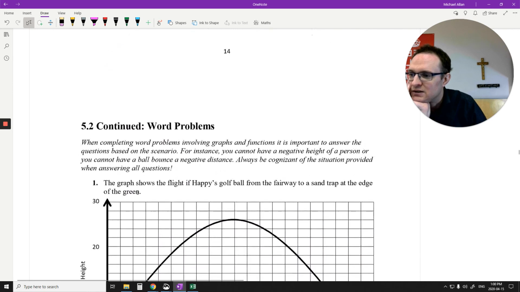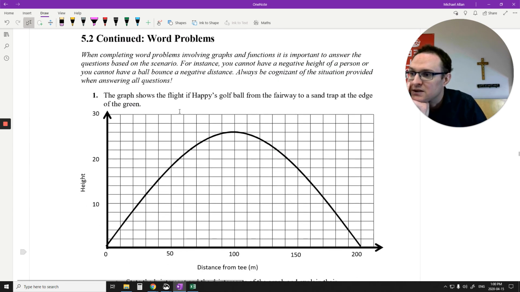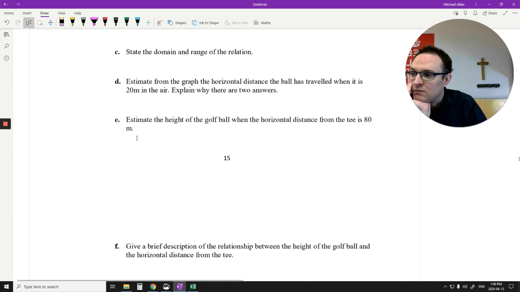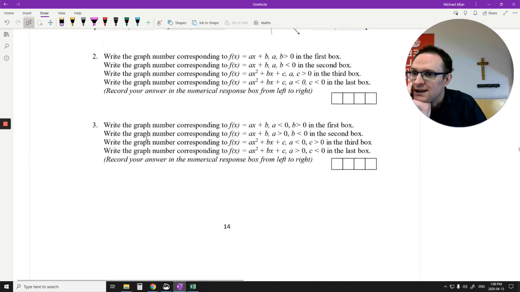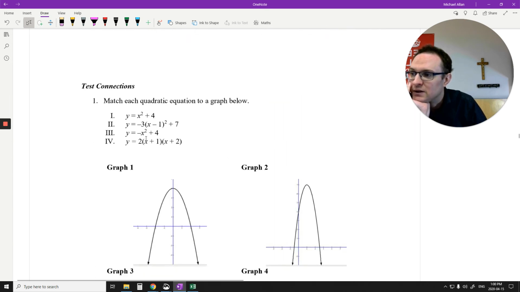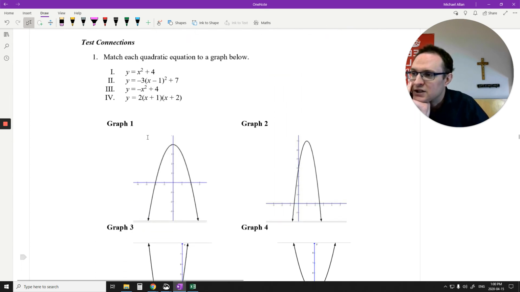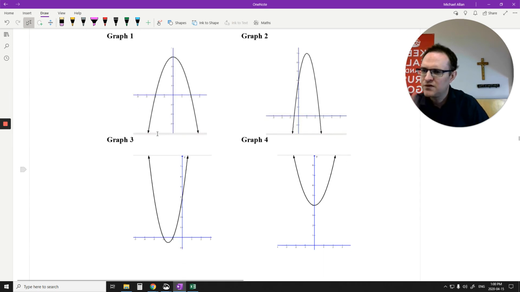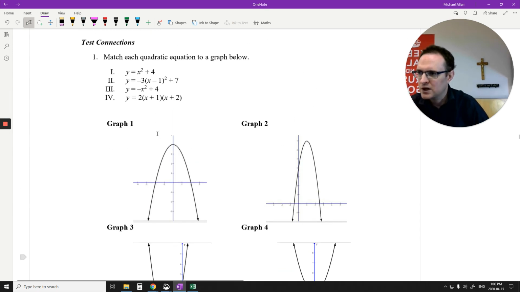These are kind of test questions, and in the next video we'll talk about word problems and the domain and range of these kinds of questions. But let's look at these questions here really quickly. This is just a matching one. So I got 4 quadratics up here. I want to match them up.